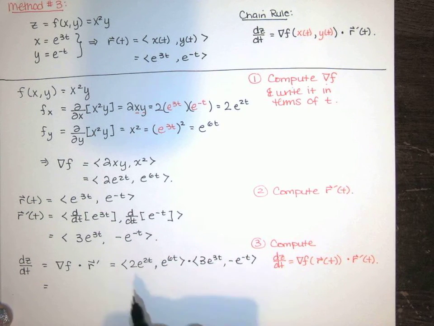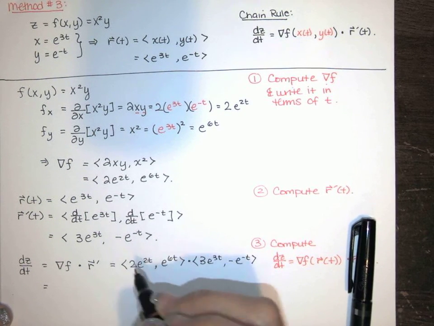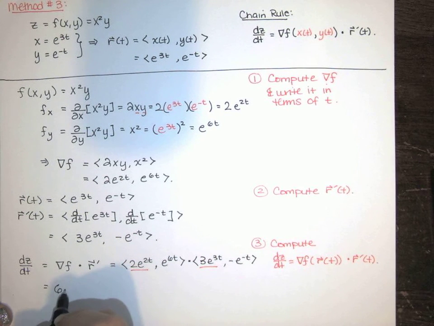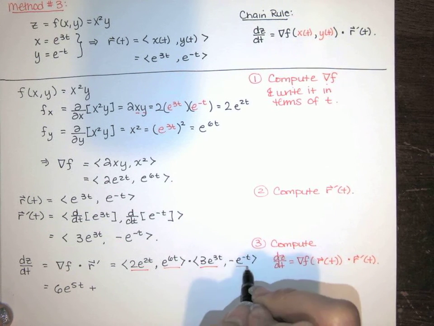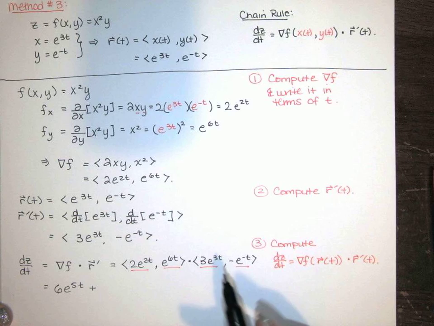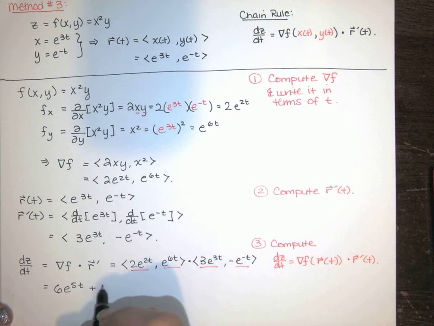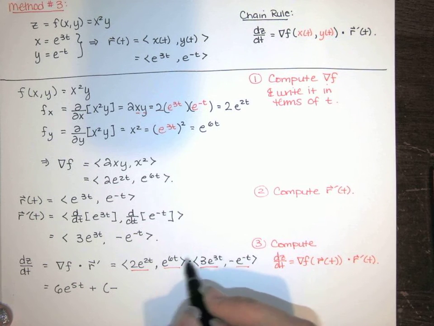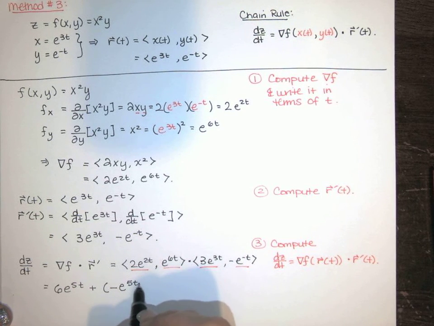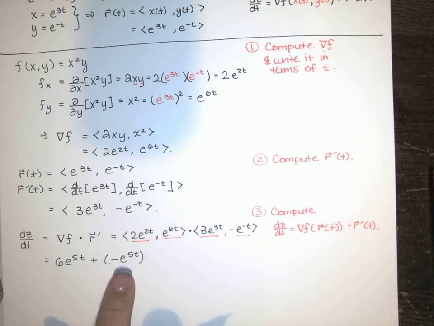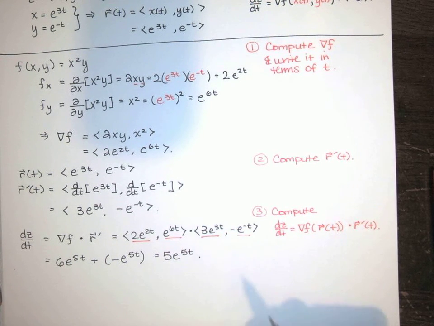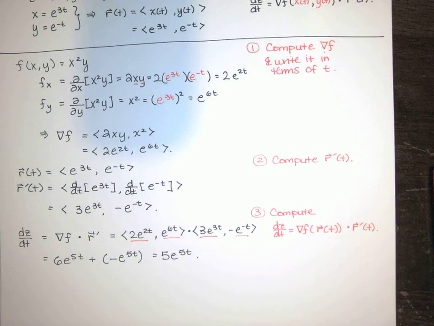And I'm dotting these, so I just multiply component by component and add. This times this gives me 6e to the 5t, and then I add this times this. A positive times a negative is going to be a negative. e to the 6t times e to the negative t, we add the exponents. I've got some like terms here. So the derivative is 5e to the 5t. Exactly the same thing we got with the other two methods.